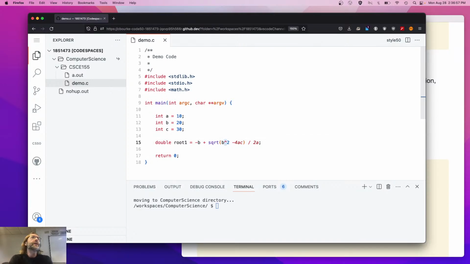I cannot do this in C. In fact, most programming languages. In fact, you can do this, but it doesn't mean what you think it means. What am I trying to do? I'm trying to say b squared, b raised to the power 2, right? And the caret has a very special meaning that we're not going to get into because it's part of what's called bit twiddling. It's an exclusive OR, bitwise exclusive OR operator.